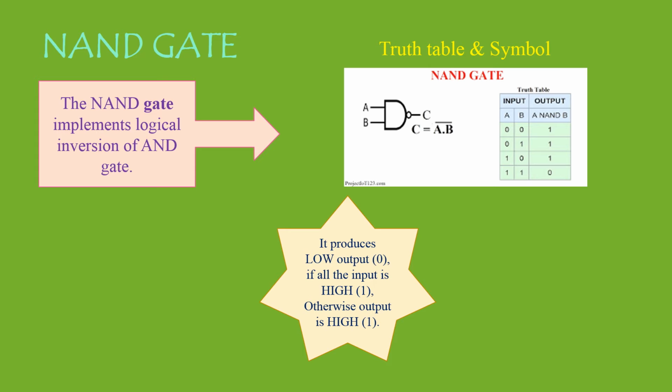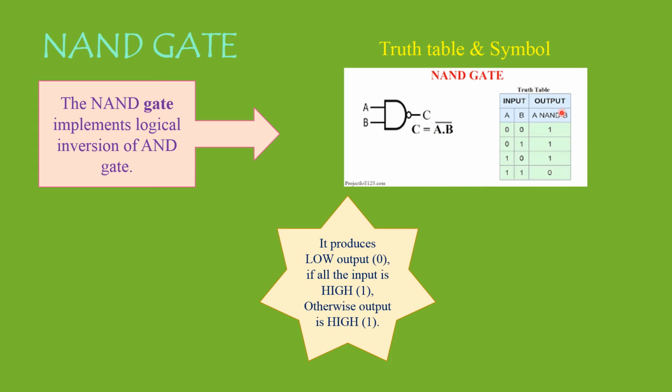Look at the symbol first. As I told you, it is a combination of your AND as well as your NOT. Here NOT is symbolized with the help of a bubble. So whenever there is a bubble in a logical circuit, it is understood it is performing an inversion operation. So this is the symbol of your NAND gate. And this is the logical output expression of your NAND gate. C is equal to A dot B the whole bar.